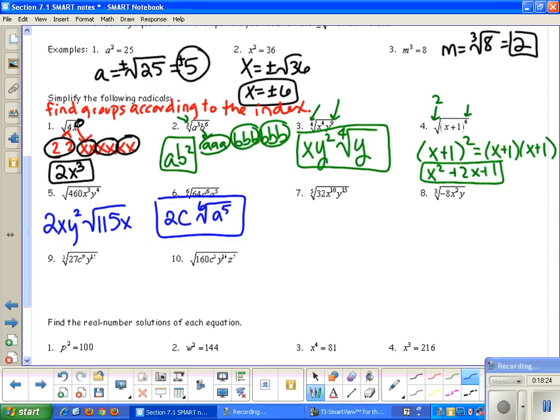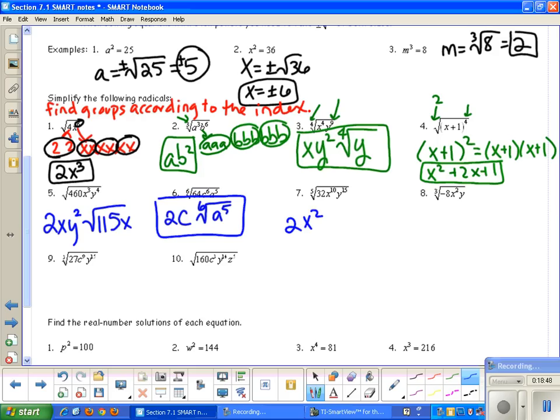So if we look at number 7, I'm going to do the same thing. Now, if I don't know what the fifth root of 32 is, which in this case it's 2, I could again make a factor tree if I wanted to and break it down. And then you would see you would have a group of 5 2s. So then x to the 10th, 10 divided by 5 is 2, so that becomes x squared.